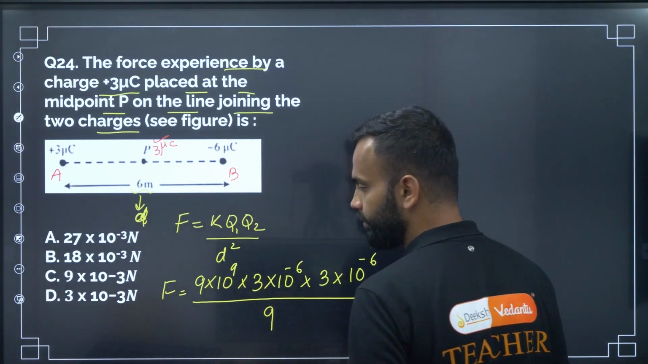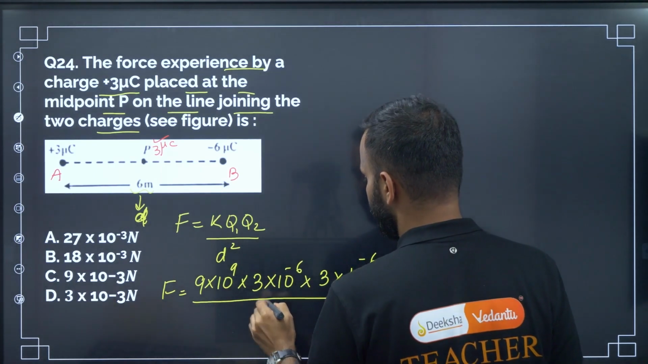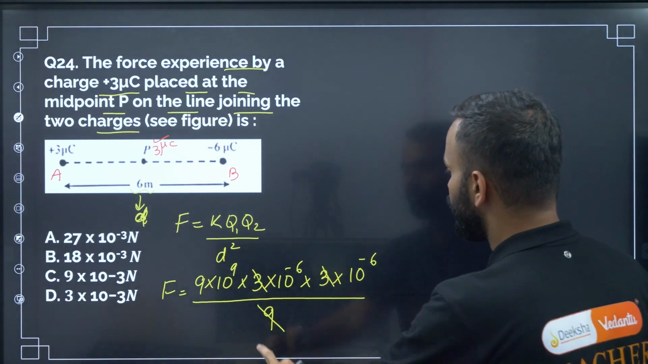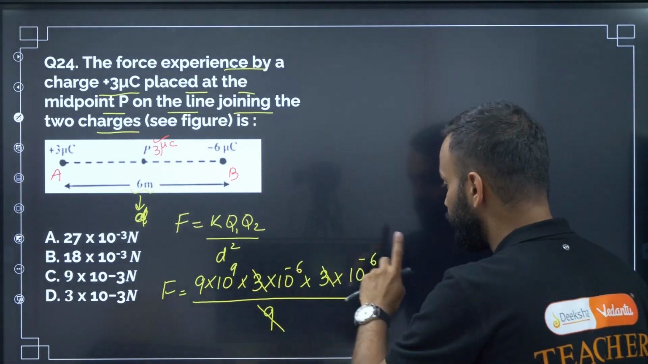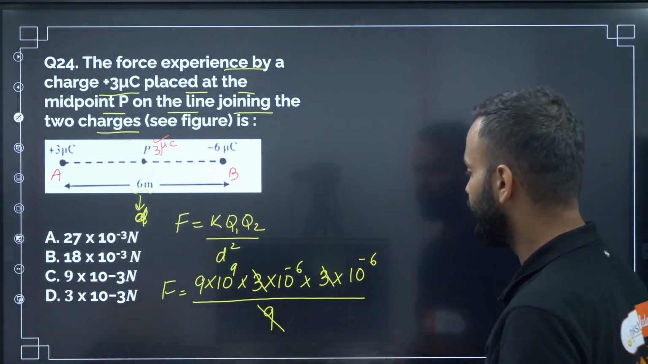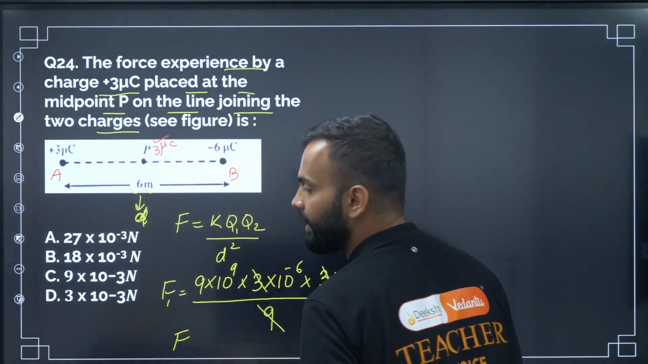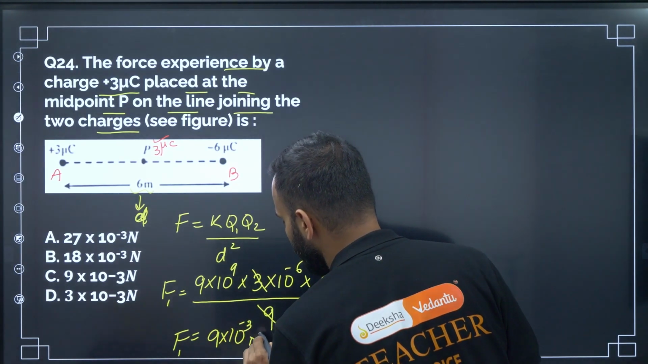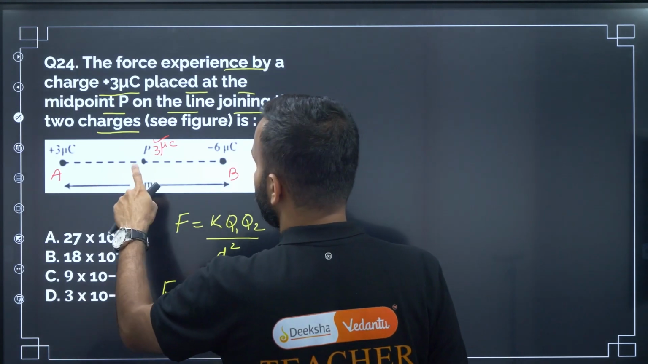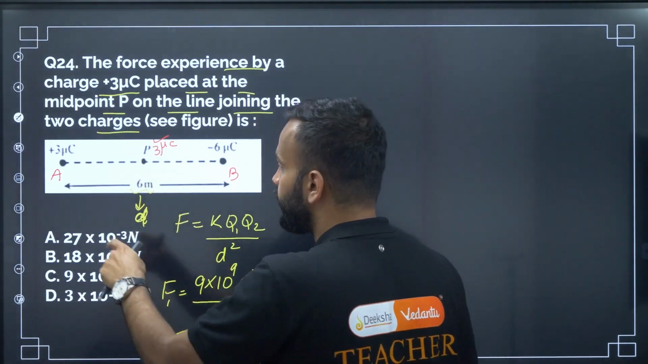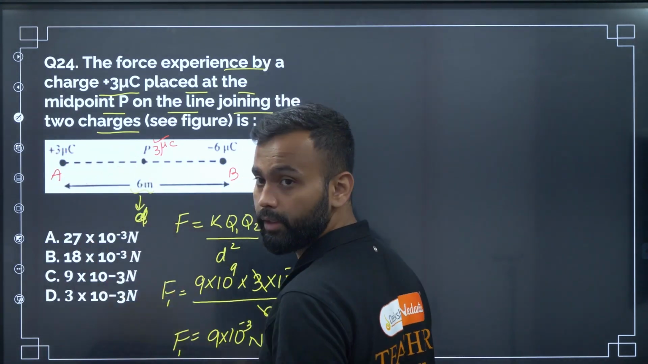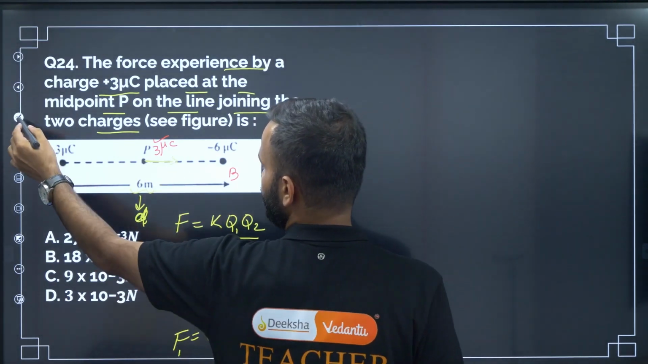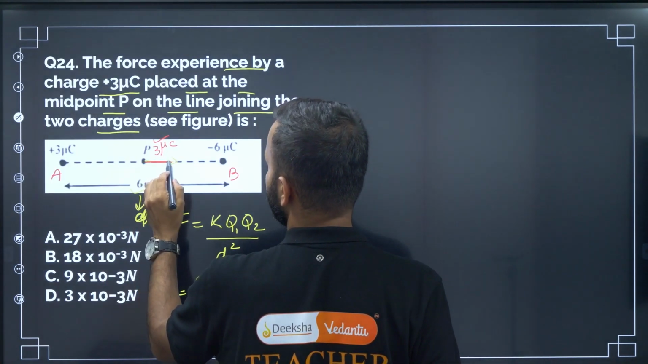So 3 square is 9, so here 9 will get cancelled. 10 to the power minus 6 into 10 to the power minus 6 is 10 to the power minus 12. So 10 to the power 9 into 10 to the power minus 12 is 10 to the power minus 3. Let's say this is F1. So F1 is equal to 9 into 10 to the power minus 3 Newton. So this is the force on the 3 microcoulomb charge on P due to the 3 microcoulomb charge on A. What is the direction of this force? F1 is towards right.